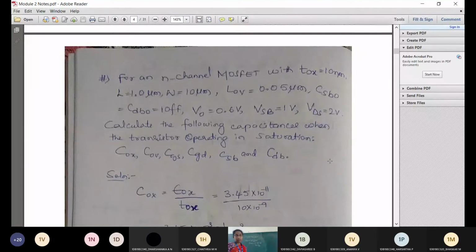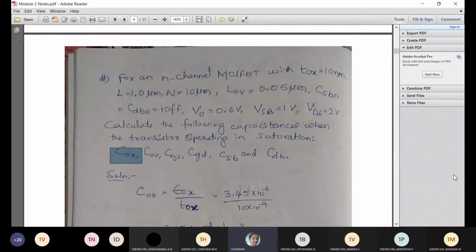CSBO, CDBO is given. LOV is 0.05 micro. V0 is 0.6. If they have not specified it, you can take the default 0.6 volts. VSB is 1 volt. VDS is 2 volt. Calculate the following capacitance. First you have to find COX, then COV, CGS, CGD, CSB, CDB.